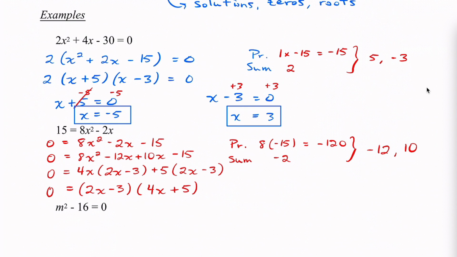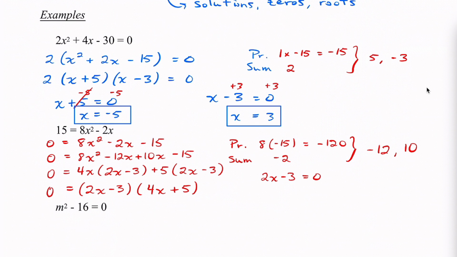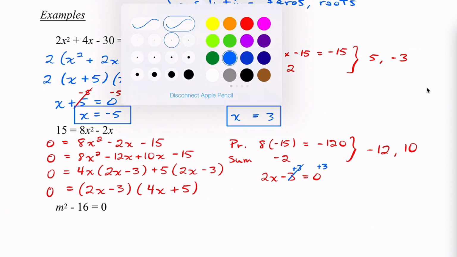Okay, and now we have it factored. So our last step, we just got to take each of these and set them to 0 and then solve. So let's do the first one. 2x minus 3 equals 0. So we're going to add a 3 onto both sides. Add 3, add 3. 3's cancel.